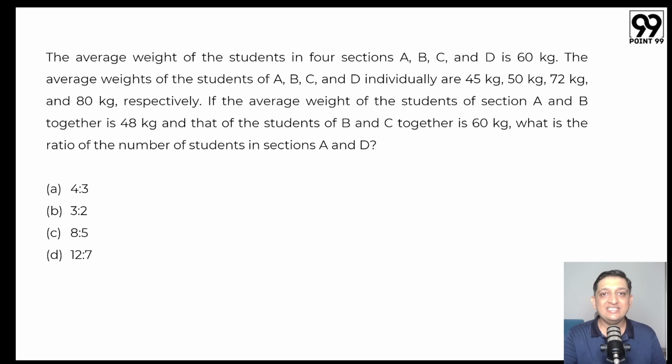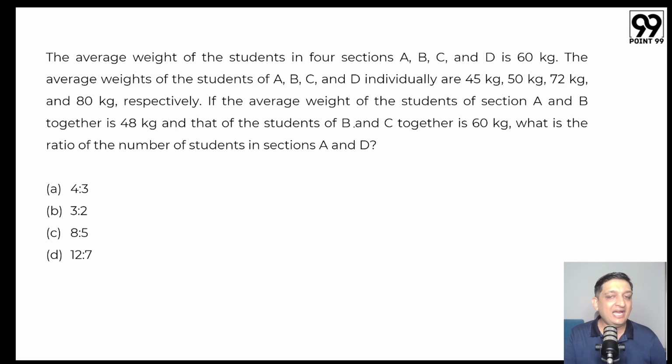Try this question. This has a very nice concept that is a very popular concept at the CAT as well. So do have a look at this particular question, try it out, and then you can have a look at the solution. So here the average weight of the students in 4 sections A, B, C and D is 60 kg. So all 4 sections together, the average weight is going to be 60 kg. The average weights of the students of A, B, C and D individually are 45, 50, 72 and 80.